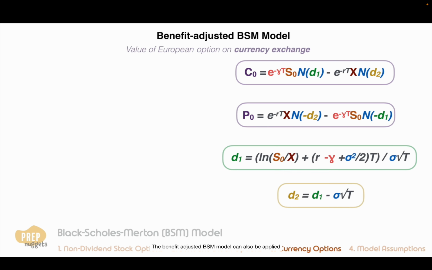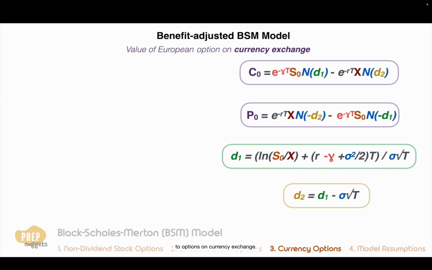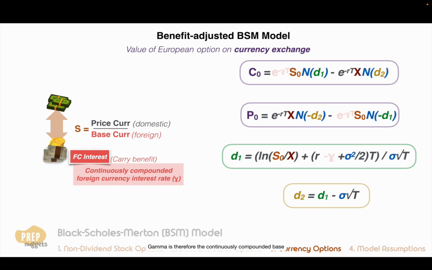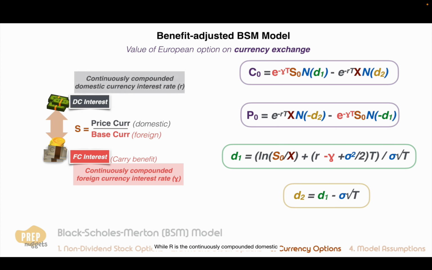The benefit-adjusted BSM model can also be applied to options on currency exchange. Currency options are defined by the exchange rate, where there is the price currency as the numerator and base currency as the denominator. The price currency is also often defined as the domestic currency, so the base is the foreign currency. For currencies, the carry benefit is not a dividend, but rather interest earned on a deposit of the foreign currency. Gamma is therefore the continuously compounded base currency interest rate, while R is the continuously compounded domestic currency interest rate.